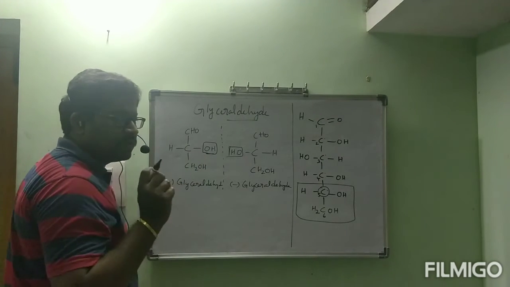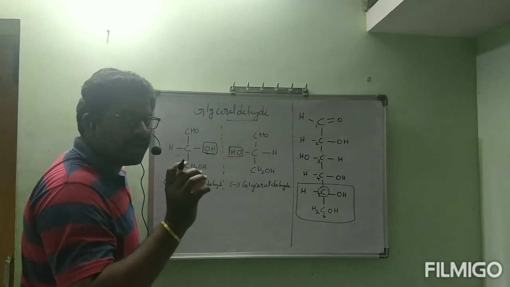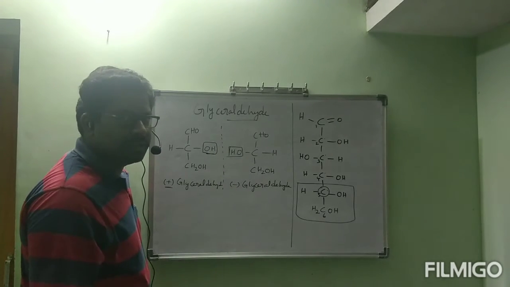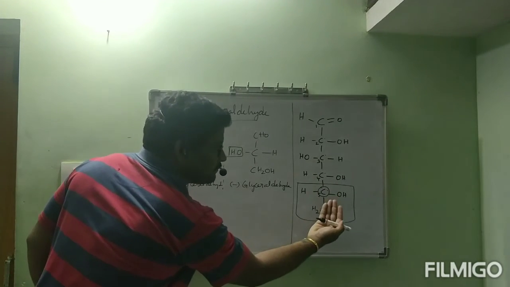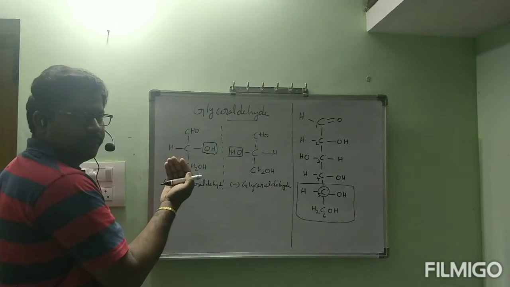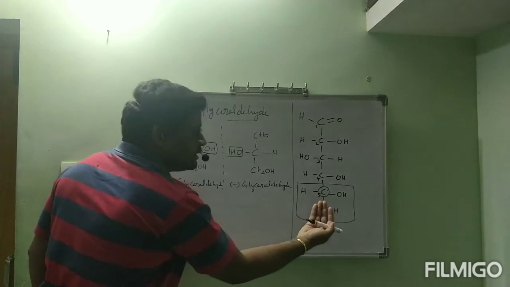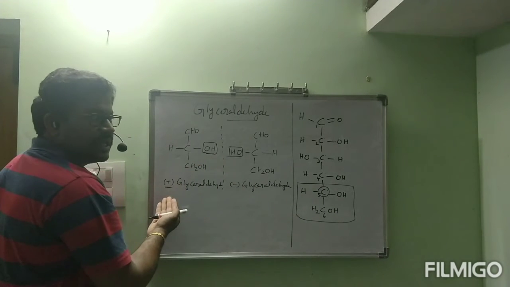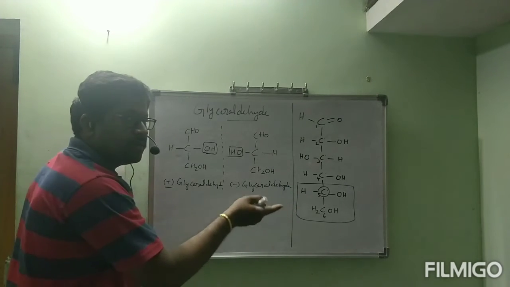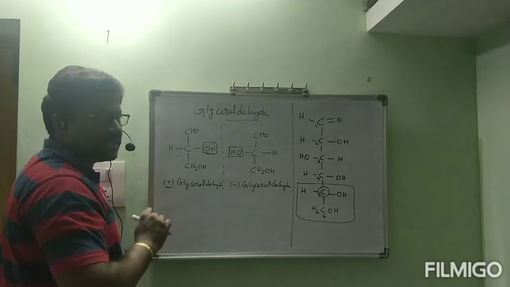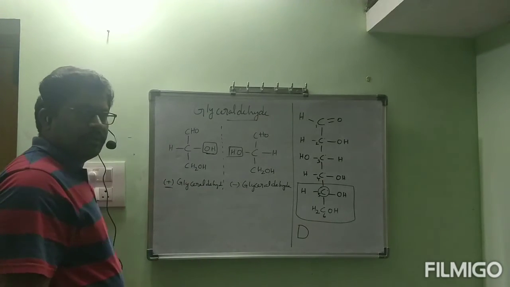In glucose or any other carbohydrate, we have to refer to the last asymmetric carbon only. The last asymmetric carbon of glucose is resembling which glyceraldehyde? Plus glyceraldehyde. Is it correct? As the last asymmetric carbon of glucose resembles plus glyceraldehyde, this representation is capital D.